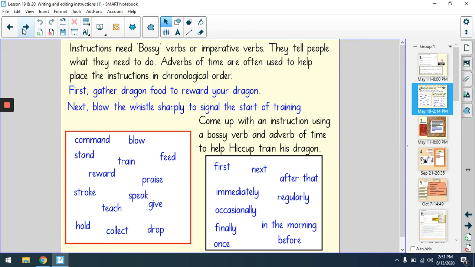So pause the film when you're ready and have a go at 5 different sentences using the imperative verb, using an adverb of time, and you could also add in an adverb like we did in the second example, blow the whistle sharply, use an adverb to describe how it should be done.